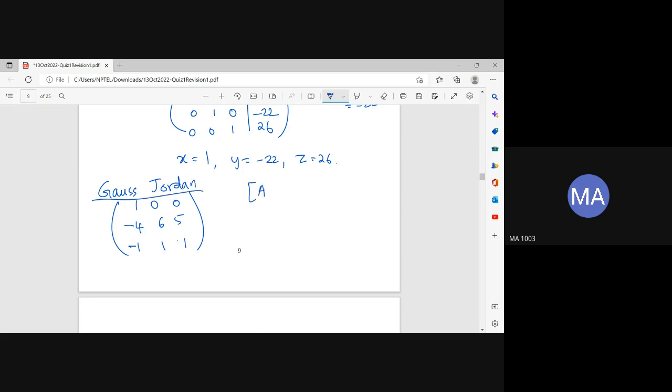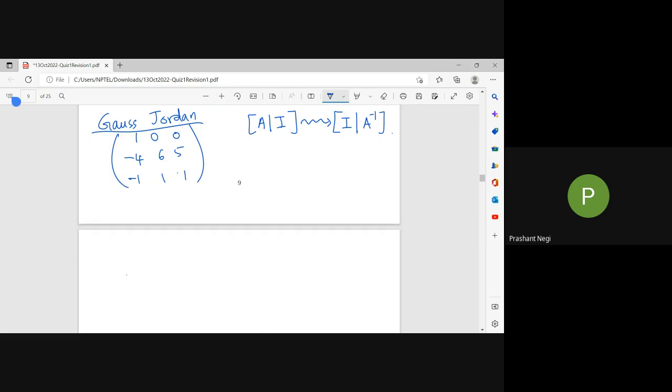So in the Gauss-Jordan method, you will write down A, and then you will write down the identity matrix by the side. And then you will do elementary row operations and convert A into the identity matrix. And whatever you get on the right will be the inverse of the matrix. When you do it on A, you will be doing it on I as well. So it will be like this: 1 0 0, minus 4 6 5, minus 1 1 1, and I, the identity.